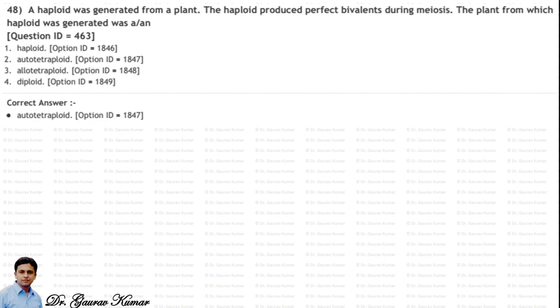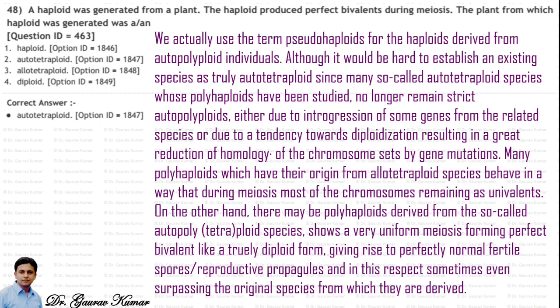They are saying that there is a haploid which forms perfect bivalents during meiosis. So what was the ancestral plant of that haploid? The answer is autotetraploid. Let's see a little bit on this. We use the term pseudohaploids for the haploids derived from autopolyploid individuals.